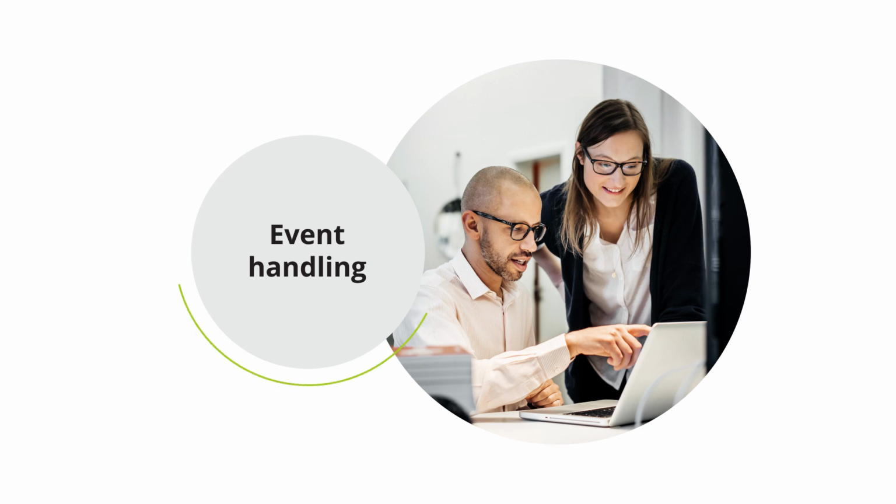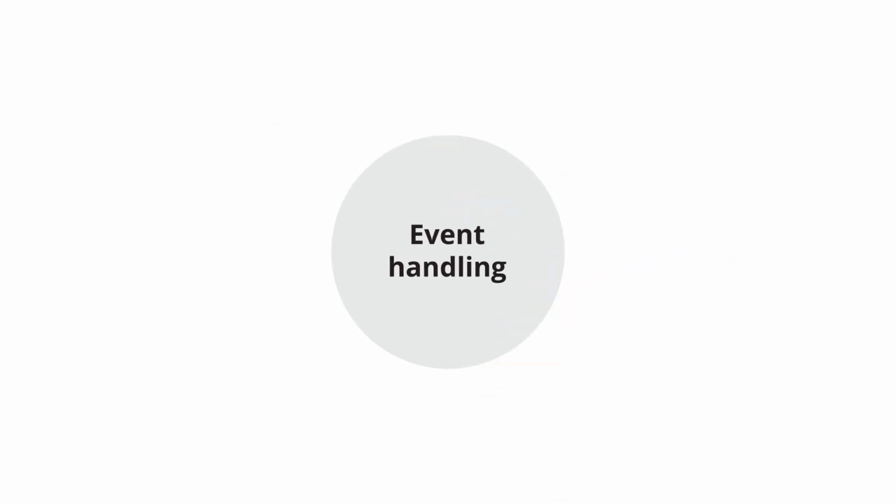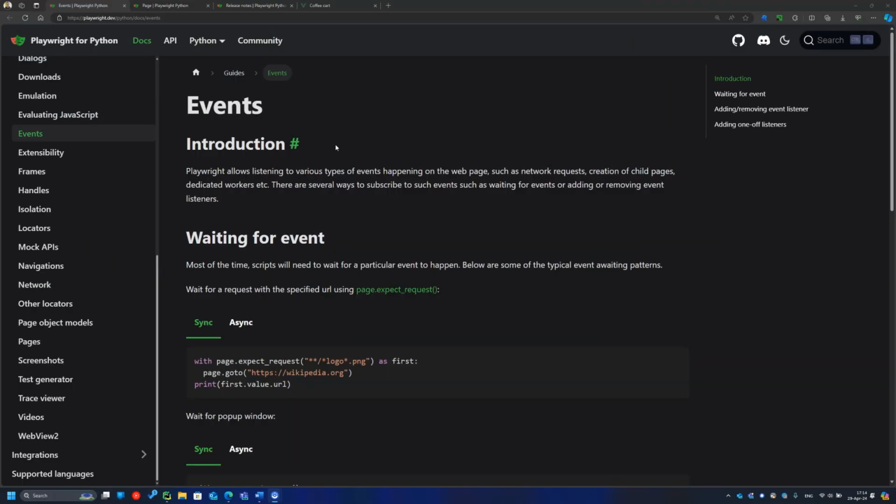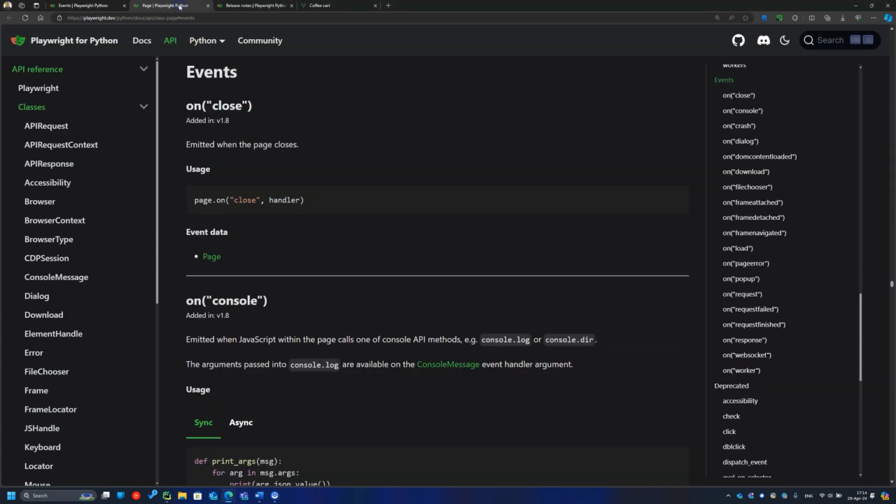Today, I want to talk about events in Playwright. There are a few ways of handling them. I will talk about those I am using. The first, methods on and once. Most probably you will use them for the page or the browser context.